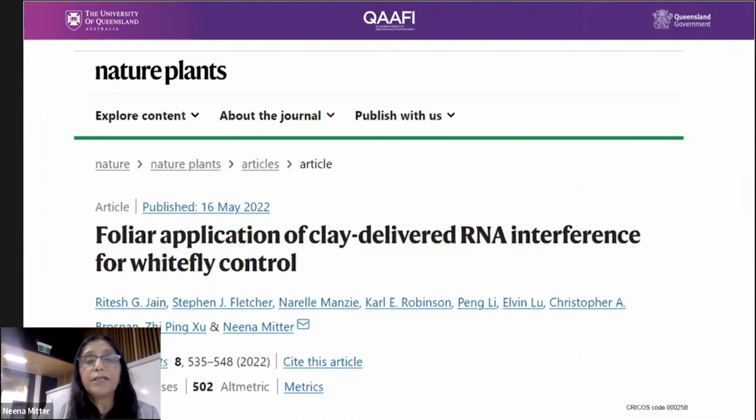We started working with viruses and then moved to insect pests as well, realizing the economic significance of this pest. So we just published actually last month another paper in Nature Plants, which is about clay-delivered RNA interference for whiteflies. Now, whiteflies have a very huge host range. They infect more than 800 crops, cotton, broadacre, horticultural, not only as a pest, but they transmit a large number of viruses as well. So they are really damaging to the crops. And in this case, we focused on cotton and tomato.